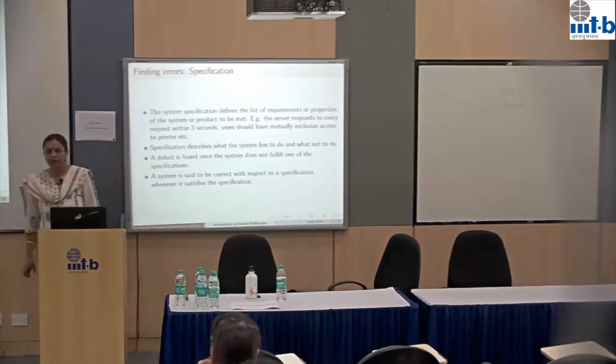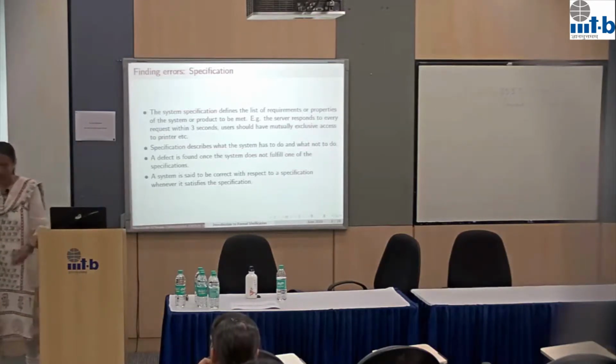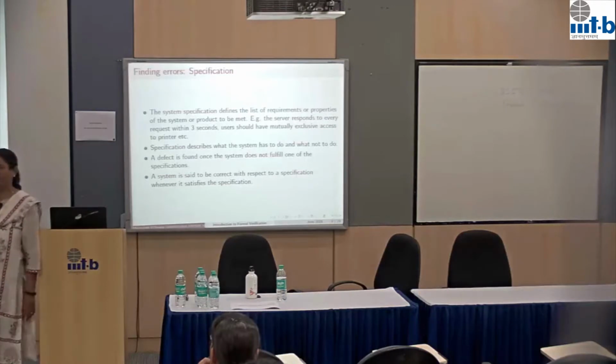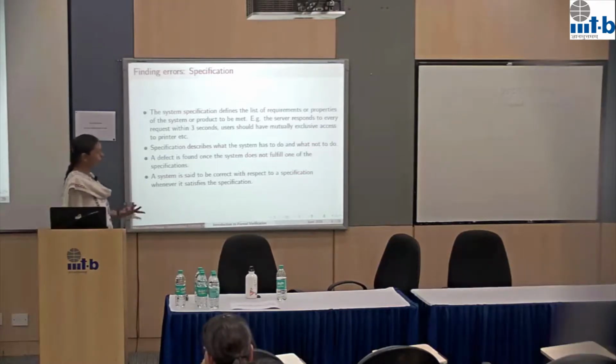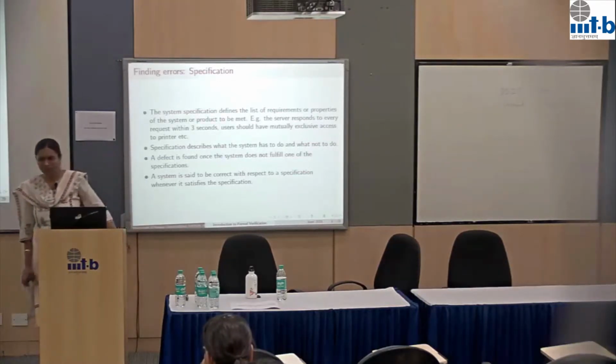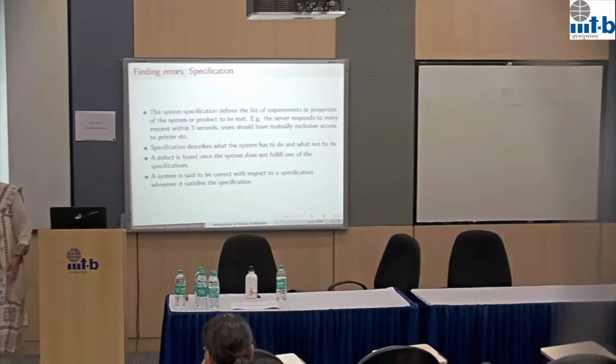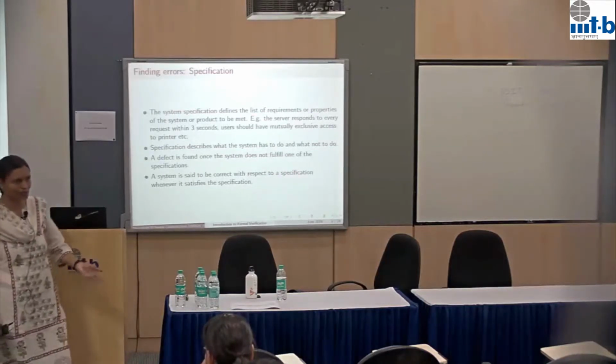So here is an example of a specification. You might have a requirement which says that whenever there's a request from a client, the server responds to that request within 3 seconds. 3 seconds is usually too much; you usually have milliseconds or microseconds. And then something like users should have mutually exclusive access to the printer. I give a print, Professor Vivek Srinivas also gives a print to the same network printer. We take it for granted that it'll either print mine followed by his, based on the order.